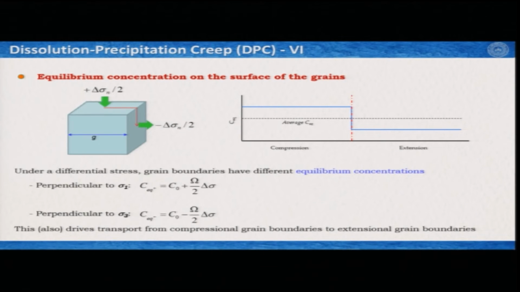And if we look at it in terms of equilibrium concentration, we can think in a very similar way: this side is applying some stress and this side we have the tensile domain. So, this is the compressive domain, this is the tensile domain. Perpendicular to this one we have a very similar equation we have derived. Here it is plus and here it is minus. So, here it will be less, and therefore, again we would have higher equilibrium concentration at the compression surface and lower equilibrium concentration at the extensional surface, and this would also drive your transport from compressional grain boundaries to extensional grain boundaries. That means materials would move from this side to this side.